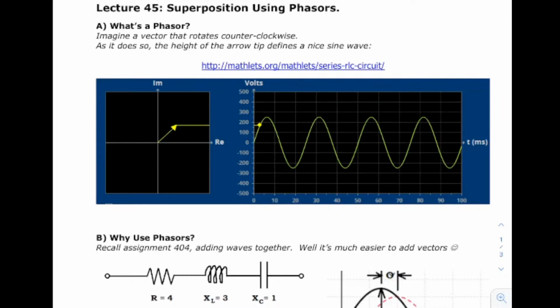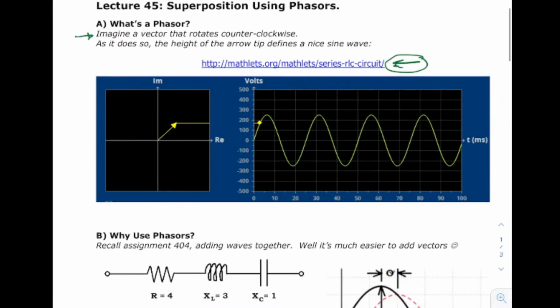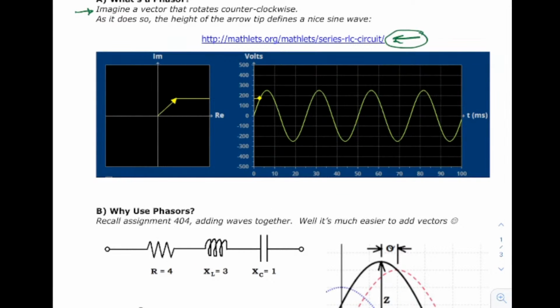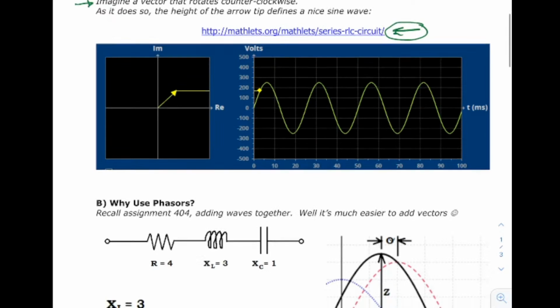So lecture 45. It's saying superposition using phasors. Superposition, that was the word we used last time when we said we're adding the waves together, that they simply really do add up. Well, so do phasors. So you imagine a vector that rotates counterclockwise, and as it does so, the height of the arrow defines a nice sine wave, just like we just saw in that circuit. So I encourage you someday, type that in. It still works. And you can play with that and have a lot of fun. There's actually tutorials there and everything.